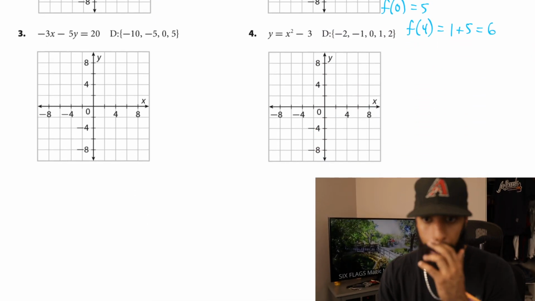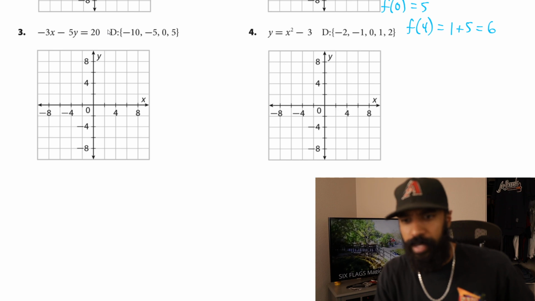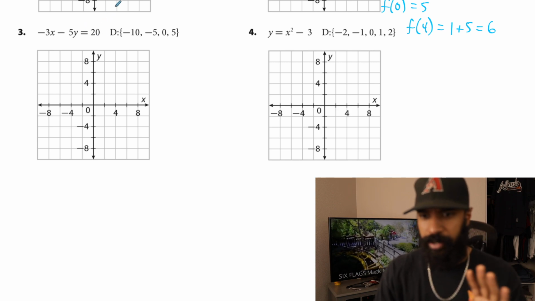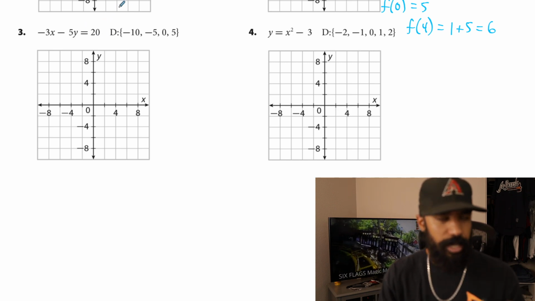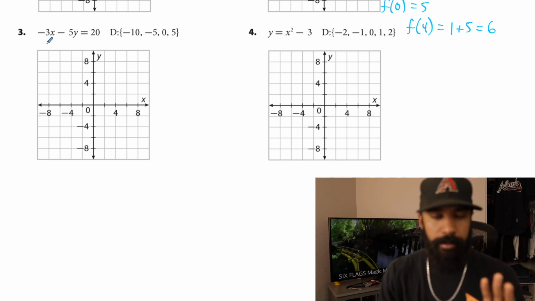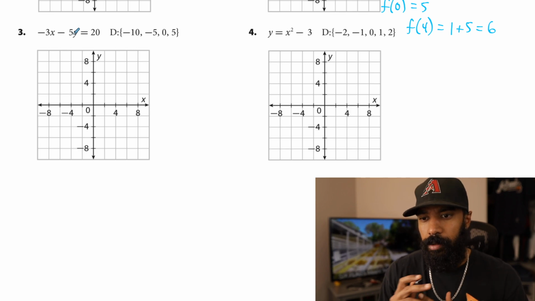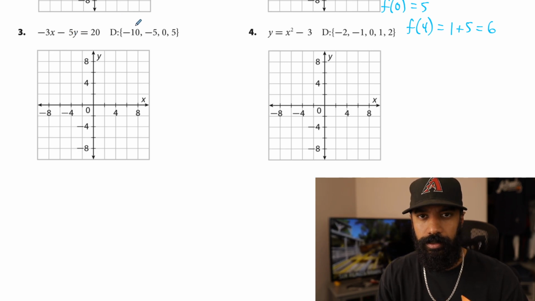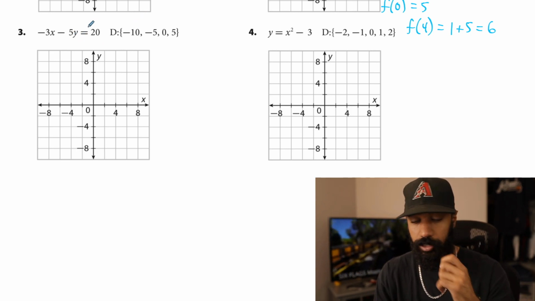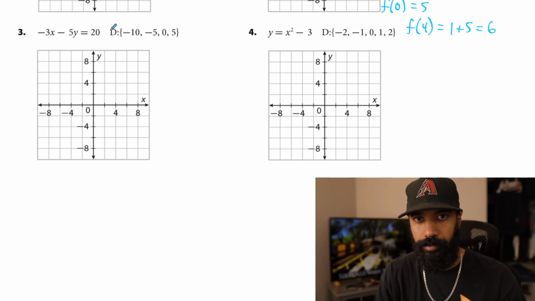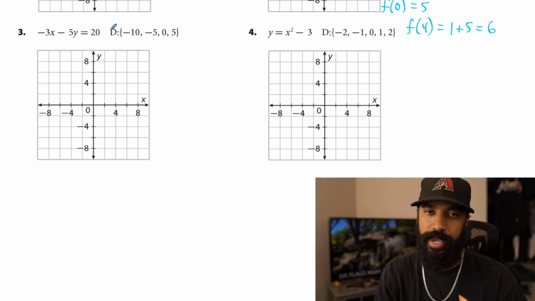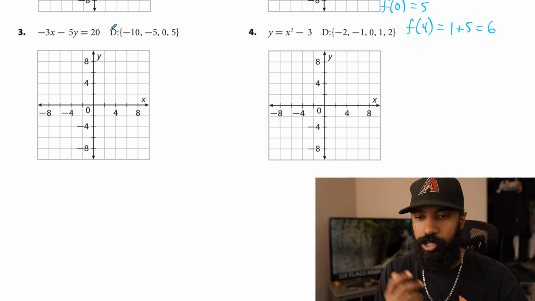Okay. Number 3, -3x minus 5y equals 20. Same thing with domain here. Now, this time you have two variables. Take it back. You've always had two variables, but this time both variables are on one side of the equation. We have x, we have y, but domain is representing the x values. So I could feasibly substitute values for x and then solve for y each time by doing some things to move things over.